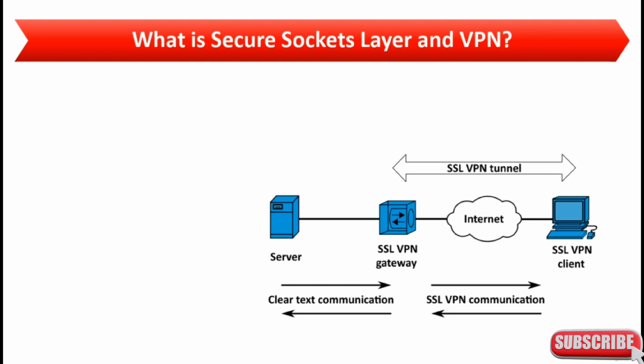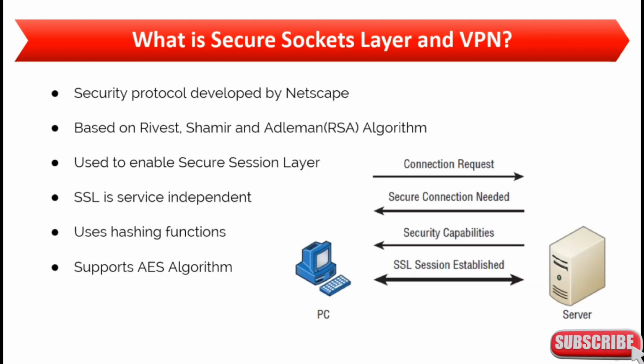You can see on the screen, I forgot this. This is an SSL connection process. The first thing here, I'll use my laser pointer, is the connection request. The PC or the host sends a connection request to the server. Then the server asks if you do need a secure connection. Okay, I'll provide all the security capabilities. And finally, the SSL connection is established.